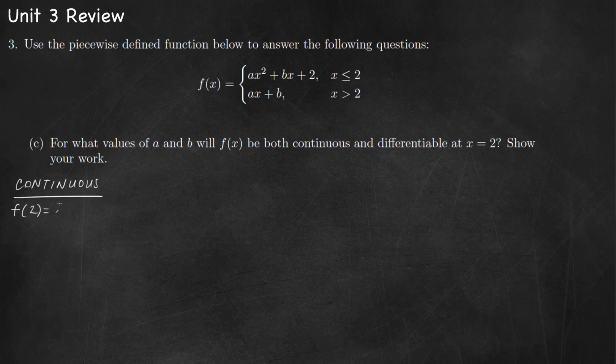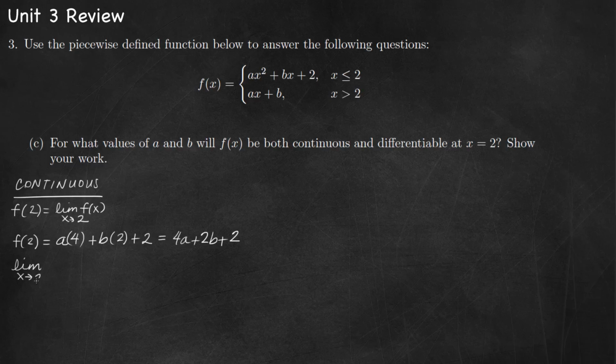So in order for our function to be continuous, we know that f of 2 has to equal the limit of f of x as x approaches 2. So f of 2 equals a times 2 squared, so a times 4, plus b times 2 plus 2. And if we simplify that, we get 4a plus 2b plus 2. That's f of 2. That has to equal the limit as x approaches 2.